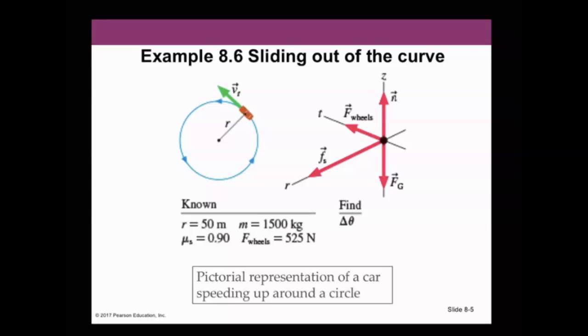Acting vertically downward is a gravitational force. In opposition to that, along the plus z direction, is a normal force. Known in this example is the radius of the circle, which is 50 meters, the mass of the car, 1,500 kilograms, the coefficient of static friction, 0.90, and the force being exerted by the wheels, equal to 525 newtons.